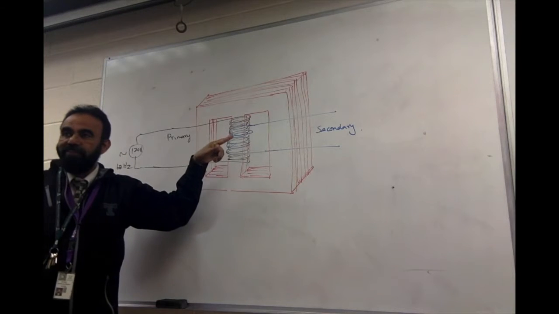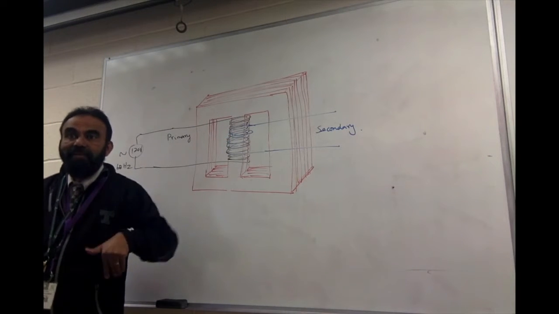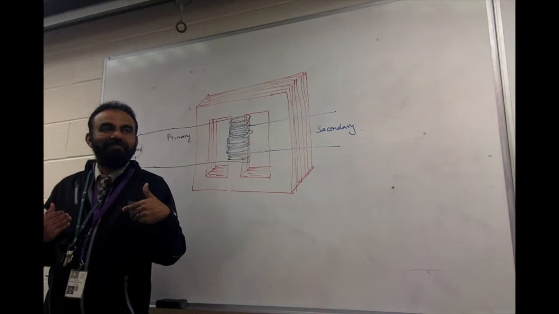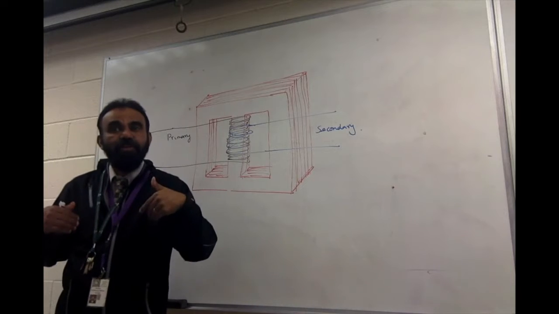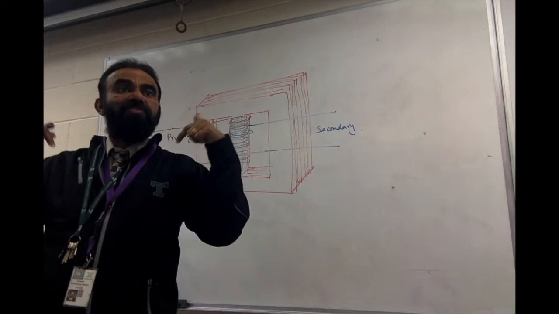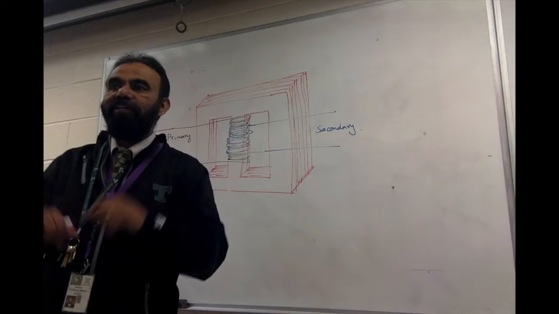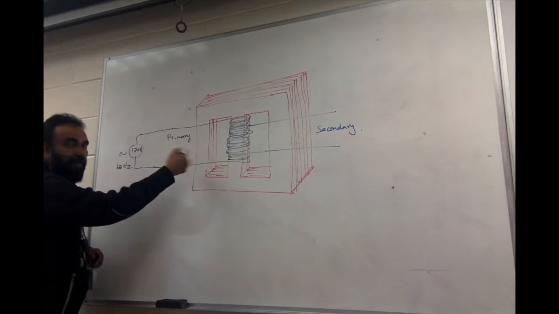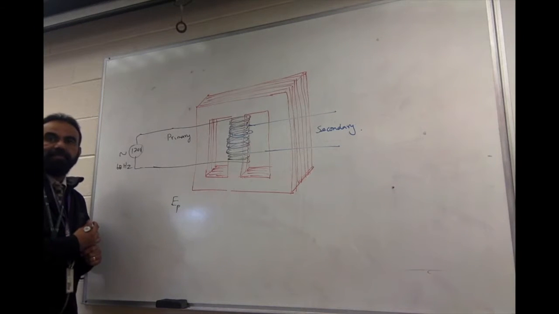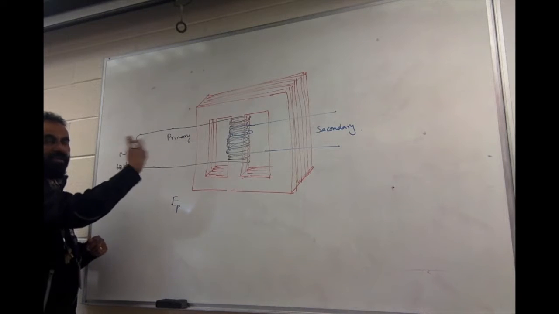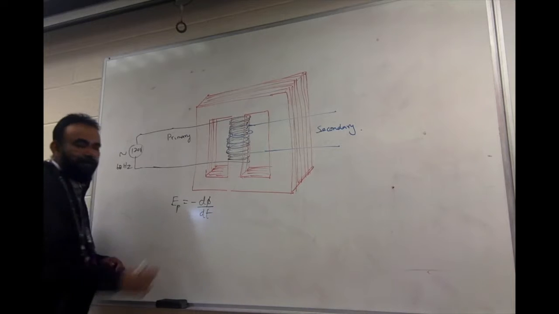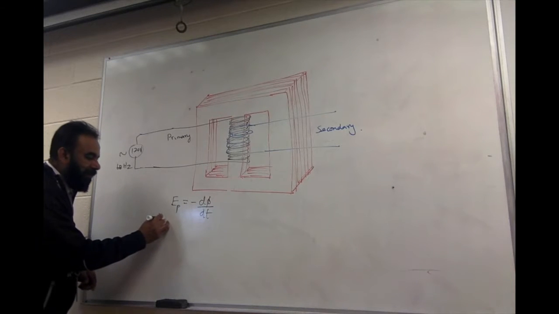And this changing flux is experienced by itself. Isn't the primary a coil also? The primary itself is a coil. So when the change of flux takes place in itself, according to Faraday's law, it will induce an EMF. It's called the back EMF, and the induced EMF, let me call it EP, is minus d phi over dt.